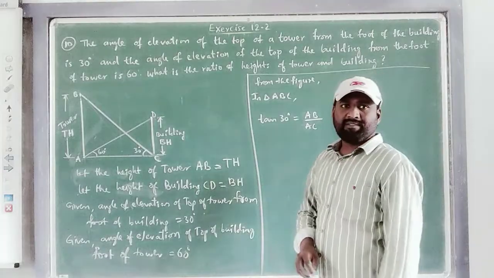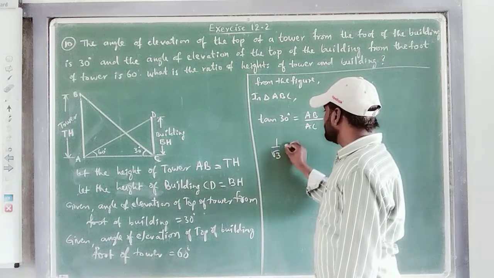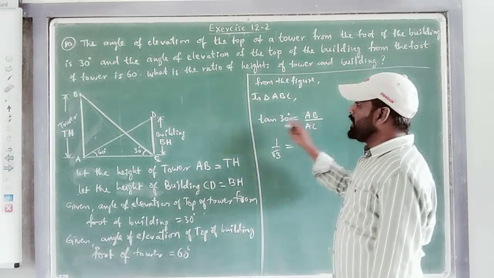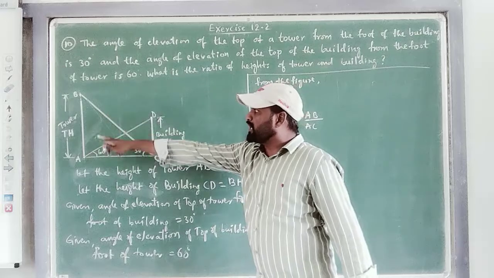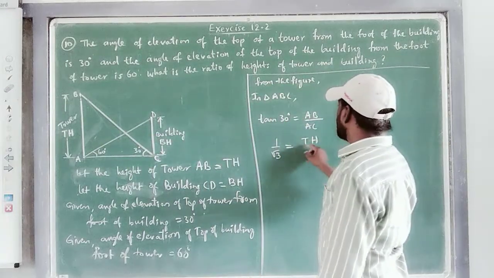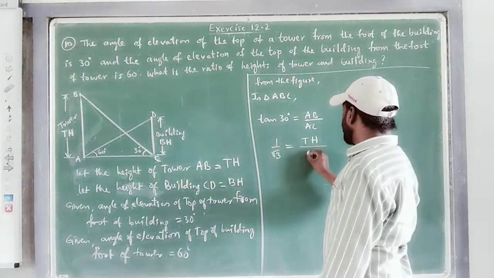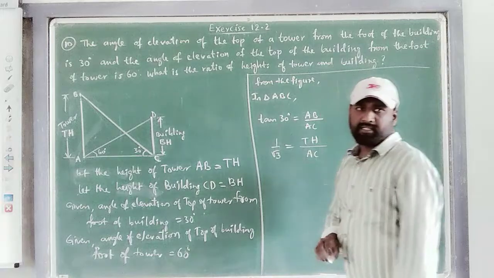So tan 30 value is 1 by root 3. We all know that tan 30 is 1 by root 3. Now AB. AB is what? Height of the tower. We denoted it as TH. Tower height. Now the distance between the building and the tower is AC. We don't know. Keep it as it is.